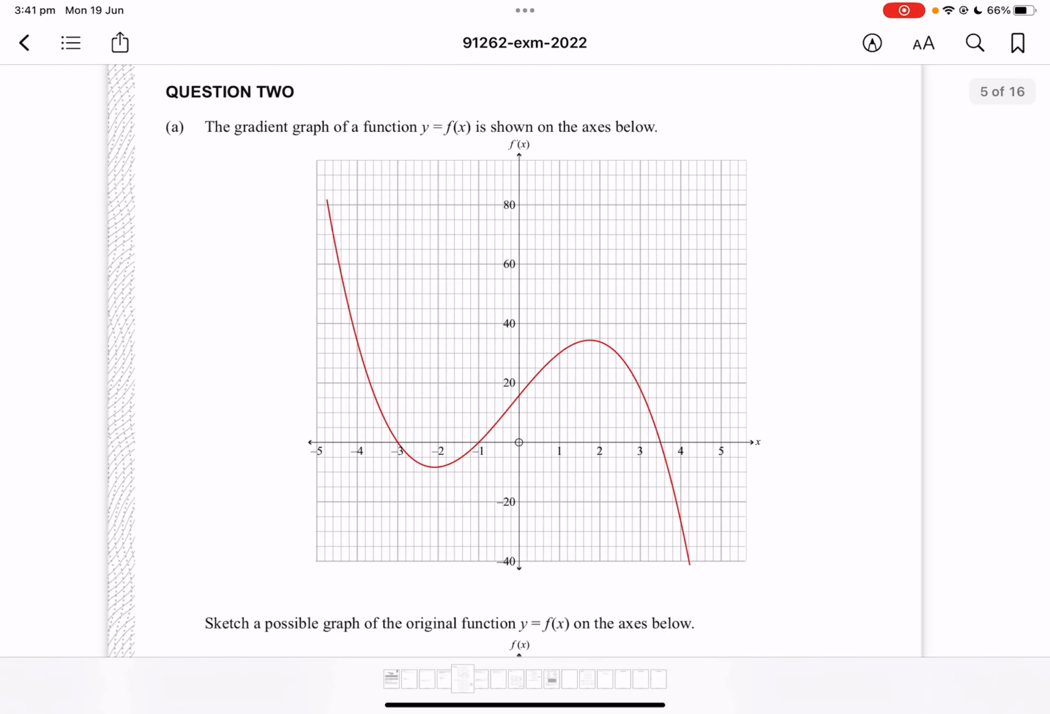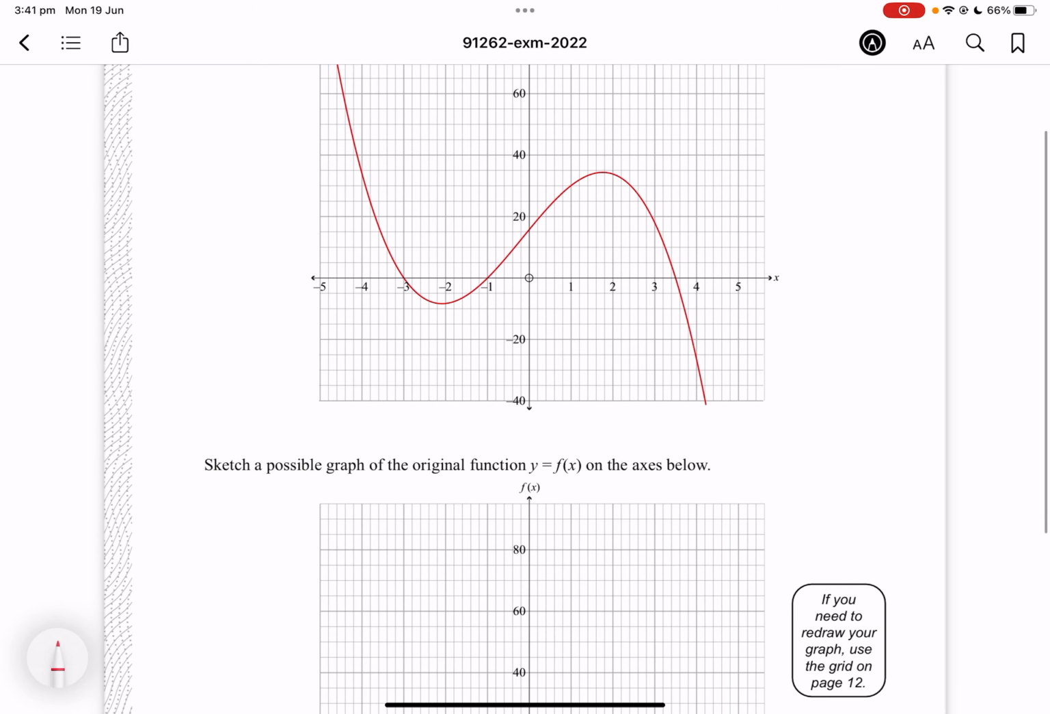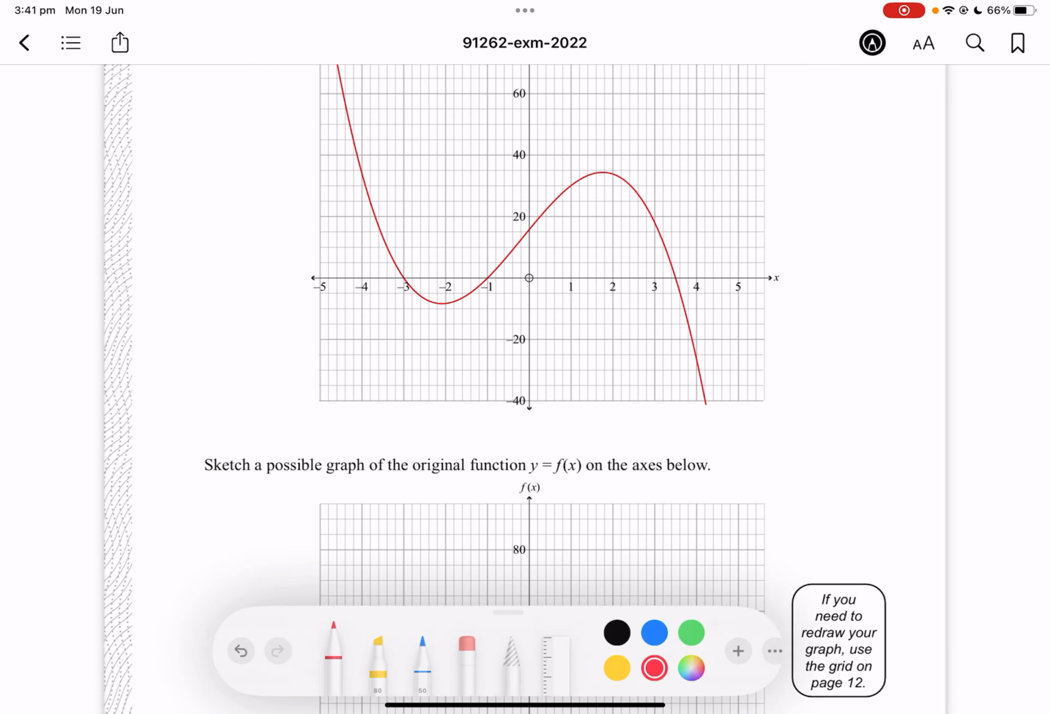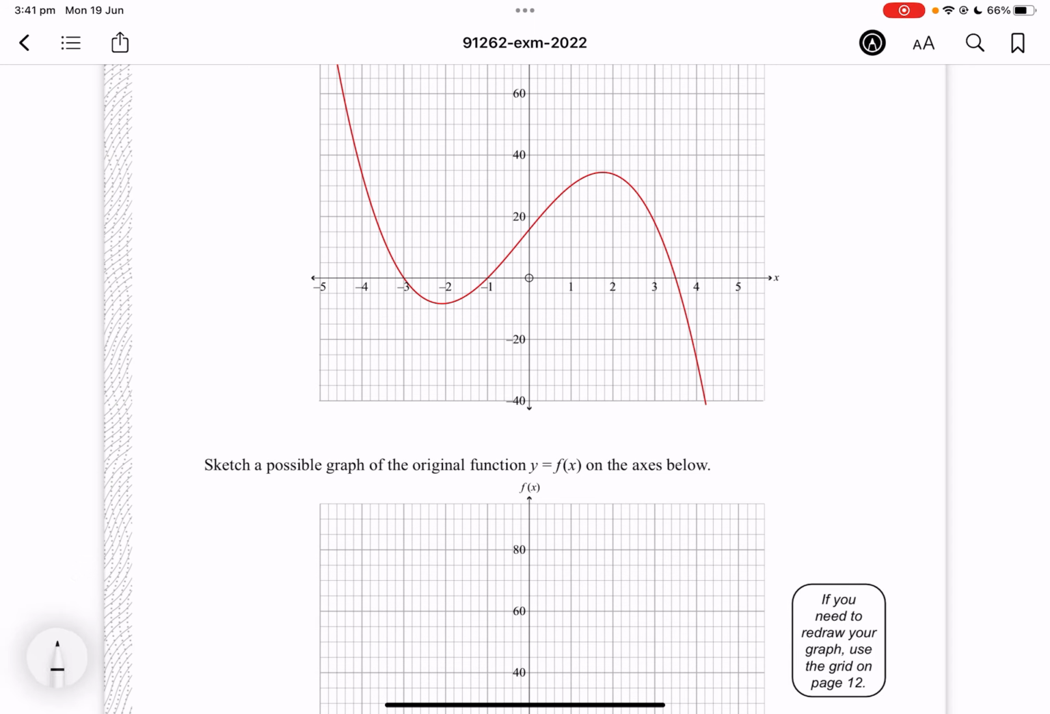All right, question 2. The gradient graph of a function y equals f of x is shown on the axis below, and we need to sketch a possible graph of the original function y equals f of x on the axis below. Okay, so we have the gradient function, and we want to try to find the original function f of x.